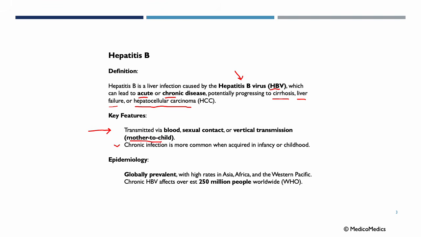Chronic infection is more common when acquired in infancy or in childhood. It is globally prevalent, with high rates in Asia, Africa, and the Western Pacific. Chronic hepatitis type B affects over an estimated 250 million people worldwide.